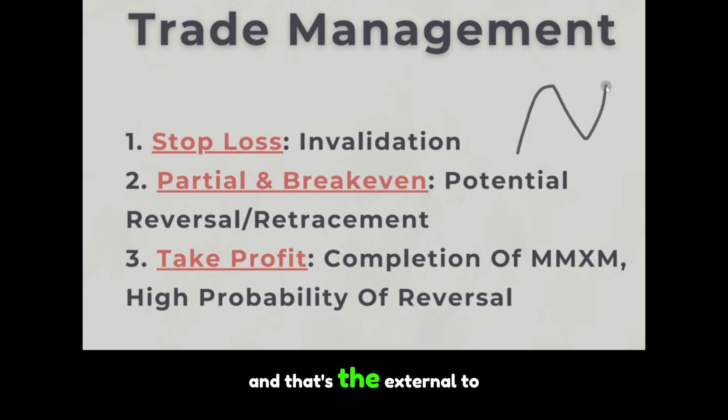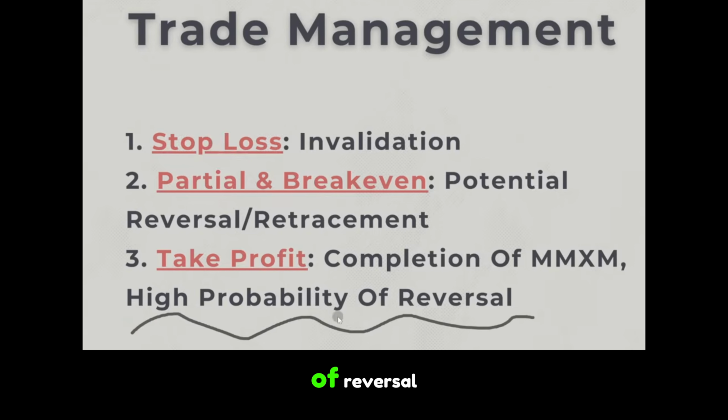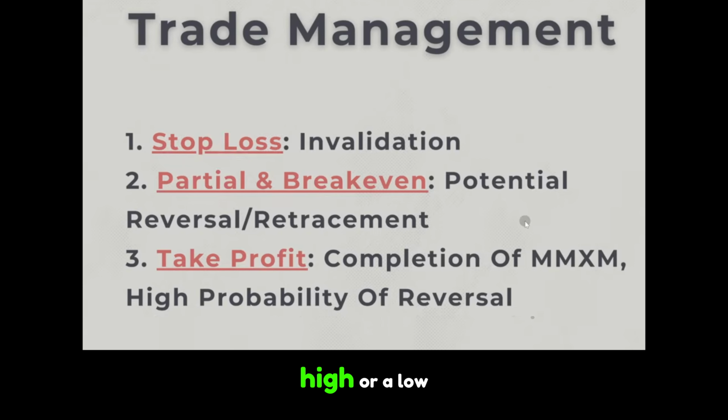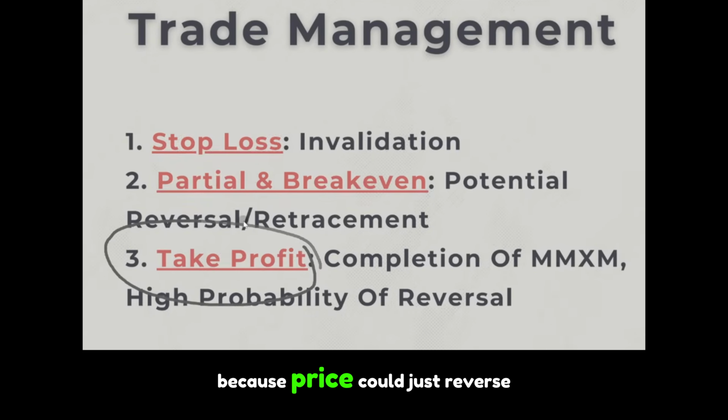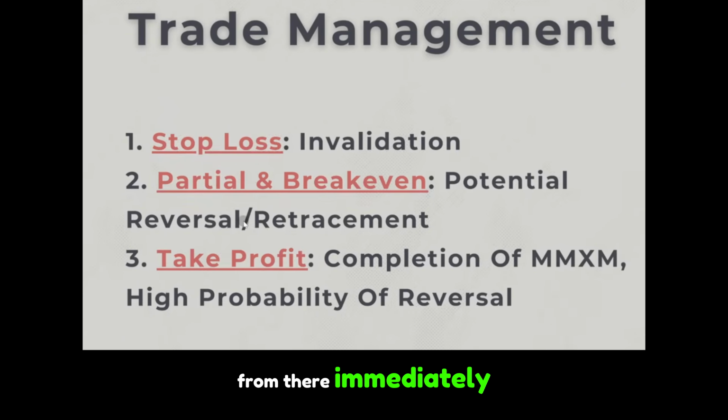And that's external to internal or internal to external, and it's the high probability of reversal. So if I see a high or a low, that is a very high probability for price to react from or reverse from. For example, a previous monthly high, previous daily high or low, the same thing. So those high probability liquidity pools, very significant ones, I would have my take profit there. Why? Because price could just reverse from there immediately.